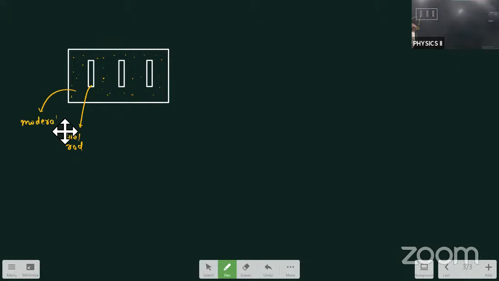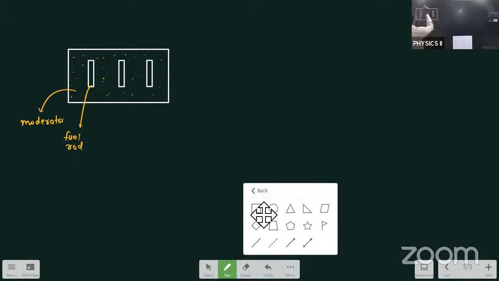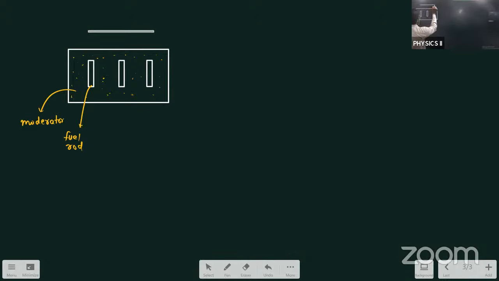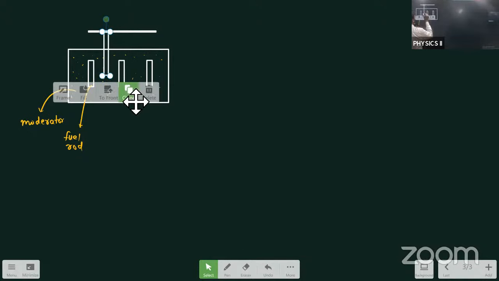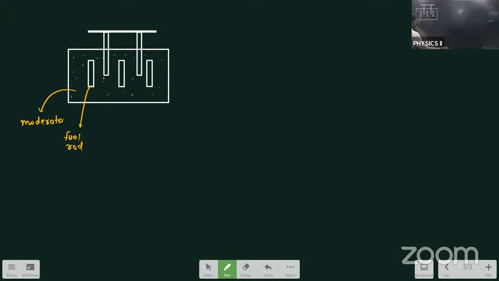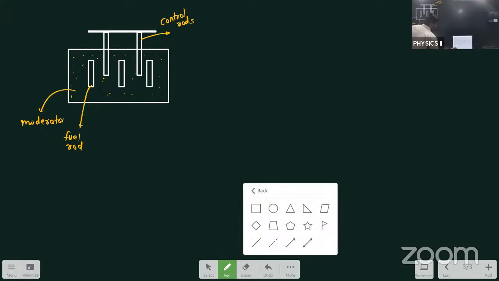Next, we are supposed to consider the control rods. See here, I am taking control rods somewhere here. These control rods can be moved up and down. By moving them up and down, we can control this process. These are called control rods.